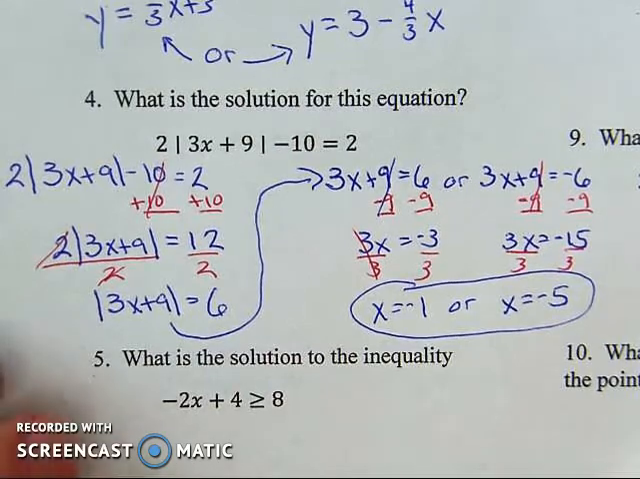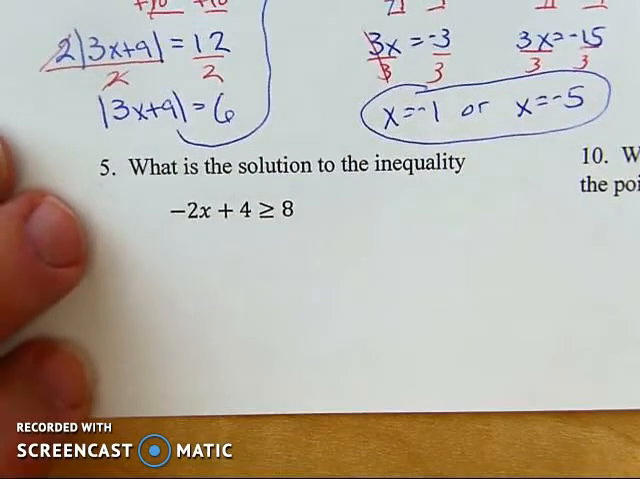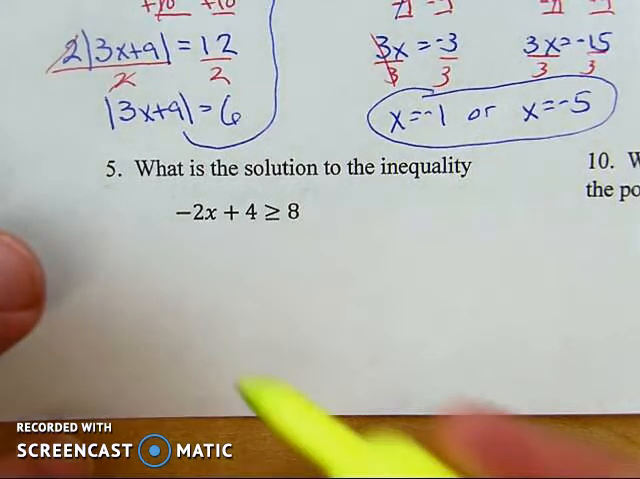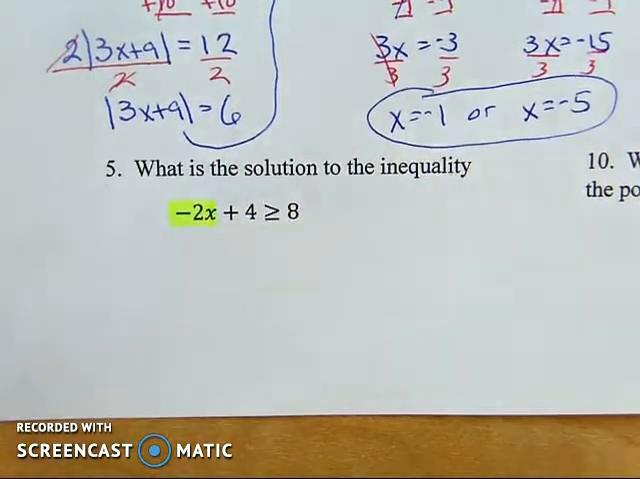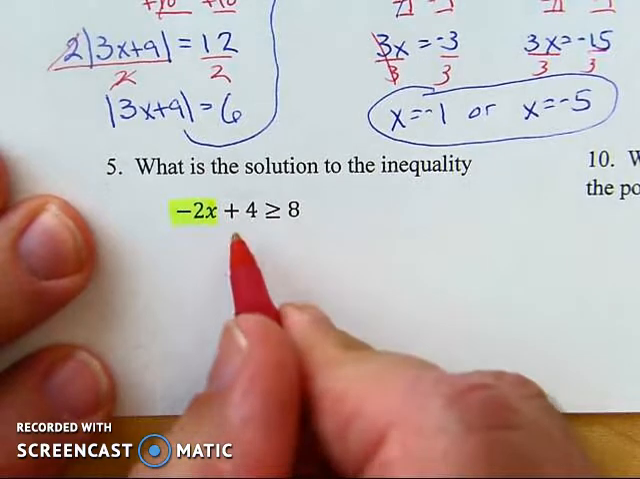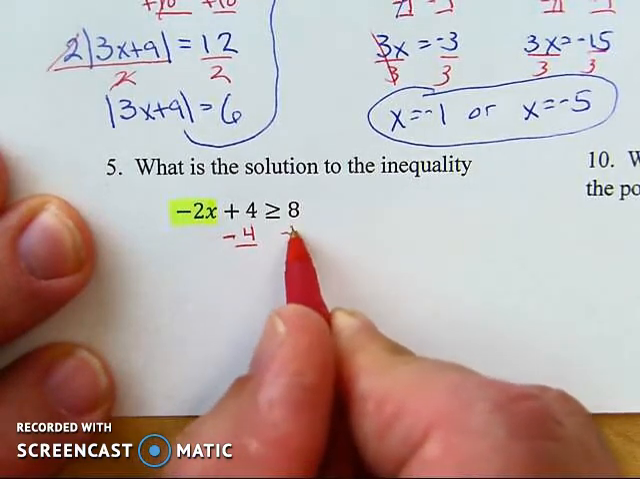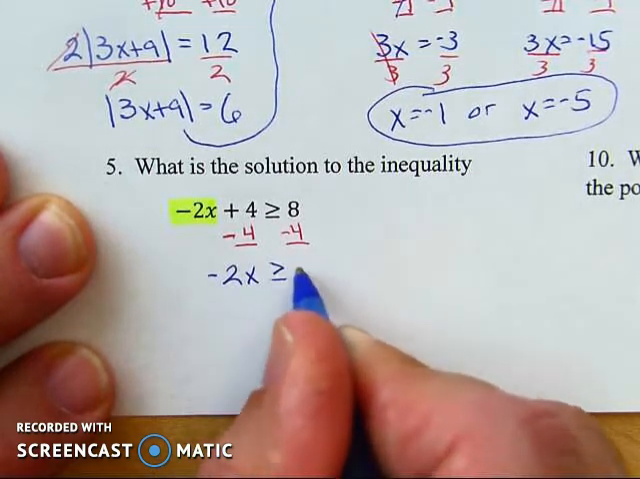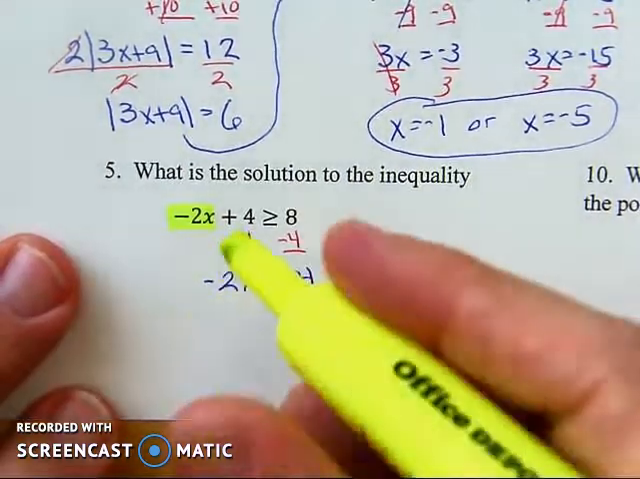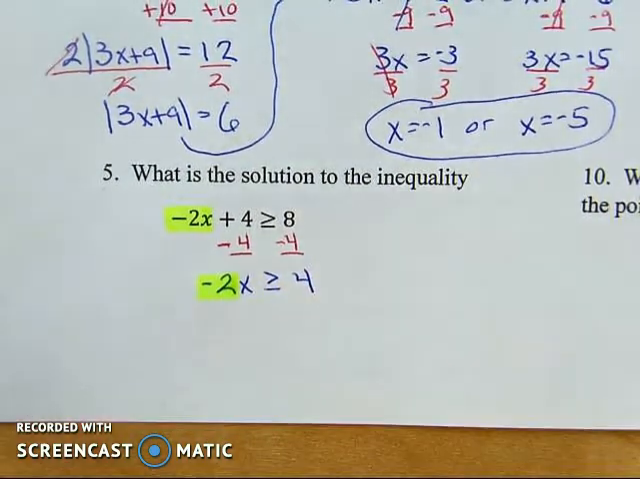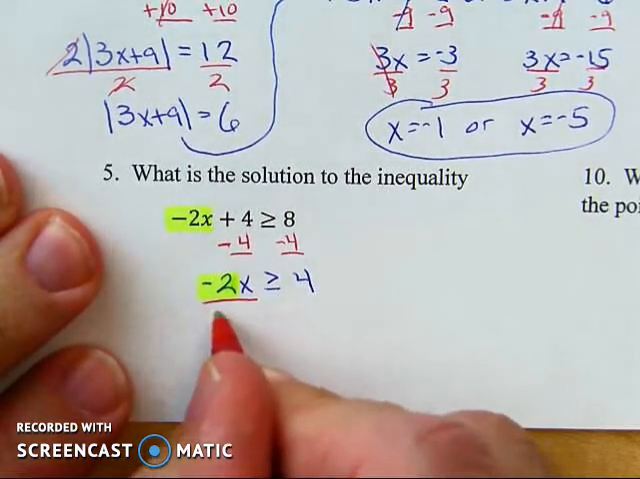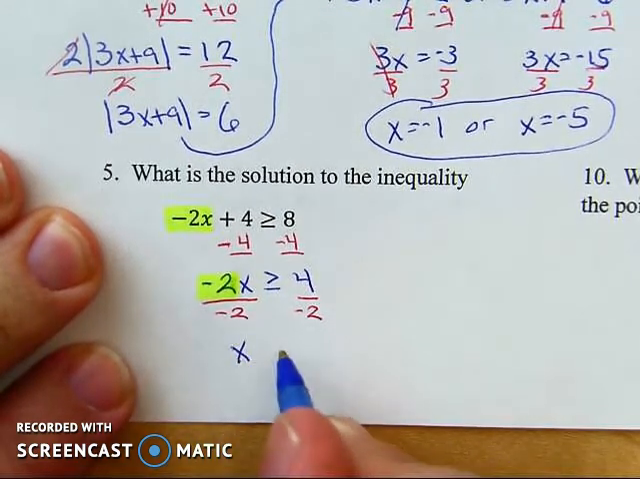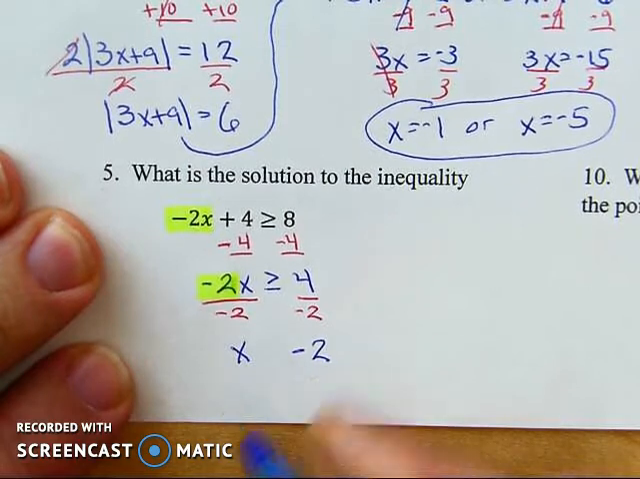Now, the last one I'll do on this recording is number 5, and it says, what is the solution to this inequality? So once again, we have to solve for x, but first I'm going to go ahead and get the term that contains the x by itself. So the opposite of adding is subtracting. So I will go ahead and do that, and that will give me negative 2x is greater than or equal to 4. And now I'm going to get x by itself. Right now it's negative 2 times x, so I'm going to divide by negative 2. So that cancels, giving me x, and over here I'm going to have negative 2.